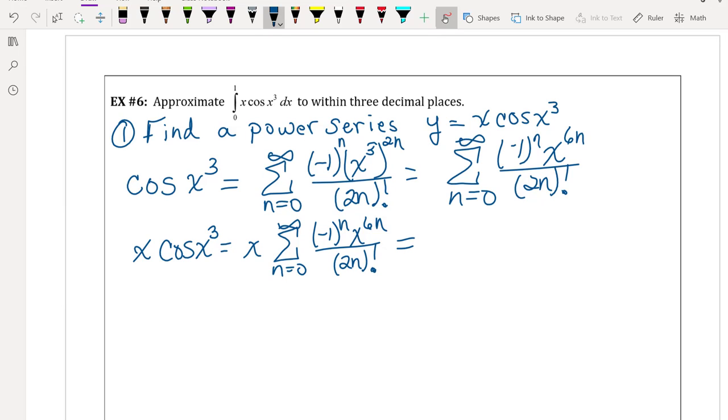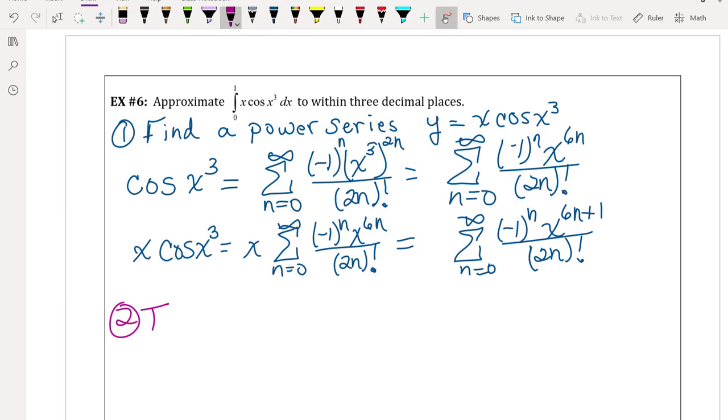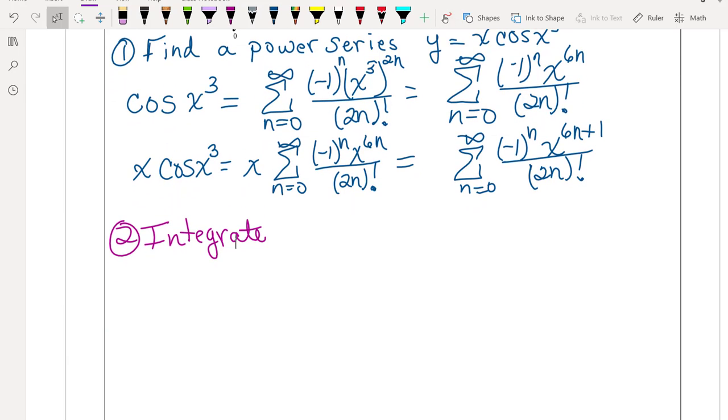And we're going to get 6n plus 1. So everything else will stay the same. We're just going to multiply x to the 6n times x, and it's just going to be x to the 6n plus 1. So now we're ready to integrate. Let's go ahead and do that now.